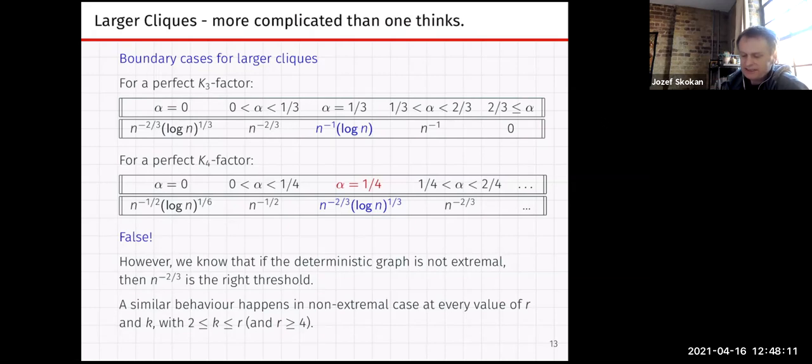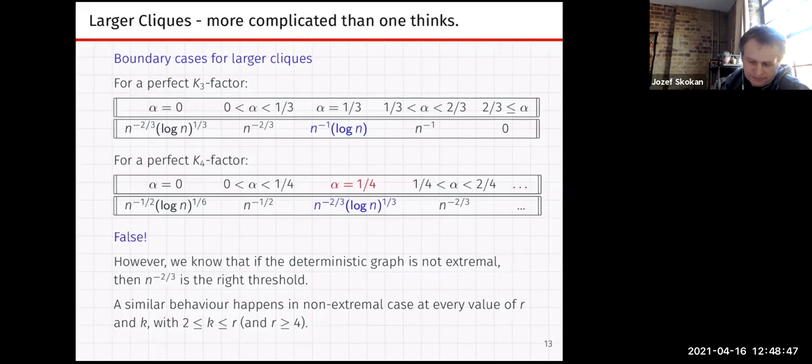if you are not in any distance close to some extremal case, then actually n to the negative 2/3 from here is the right threshold, right? So again, it's this multipartite graph which forces you to have something there extra than this n to the negative 2/3. Okay, and the similar behavior happens for non-extremal cases at every value of r that is left open in these jumps, right? So there is something left to be done.